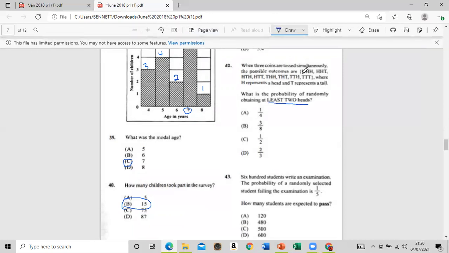Alright, so all the ones with 2 heads, we focus on them. Head, head. So 4. That's the total outcome. 1, 2, 3, 4, 5, 6, 7. So that's a half. Break it down, so it's a half.